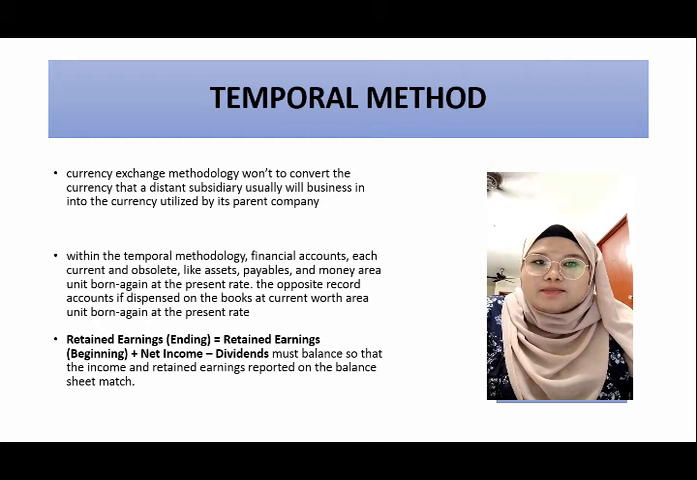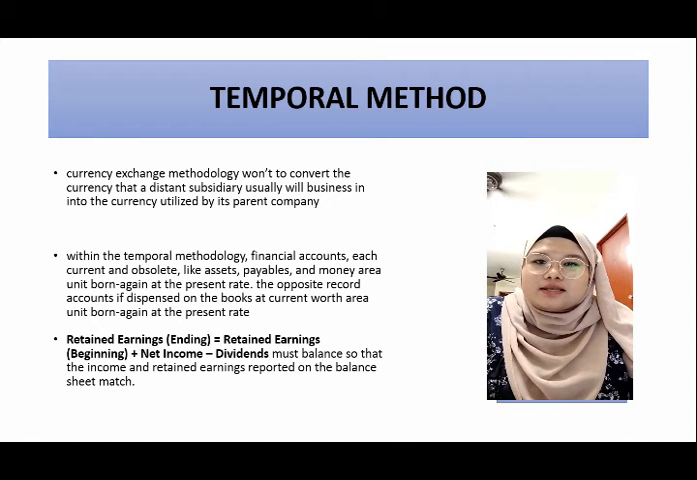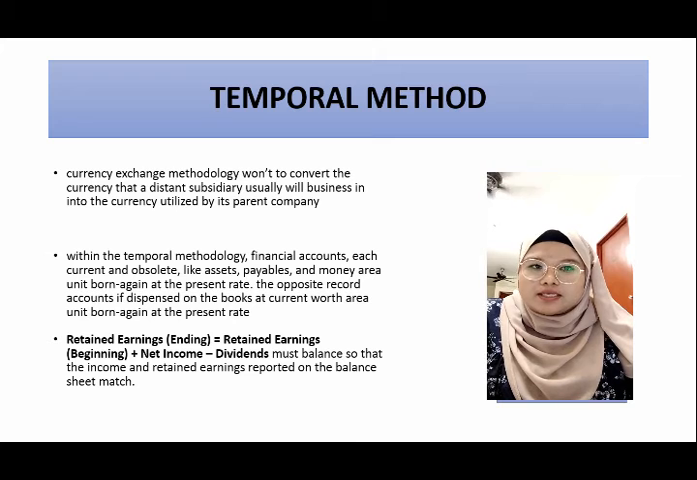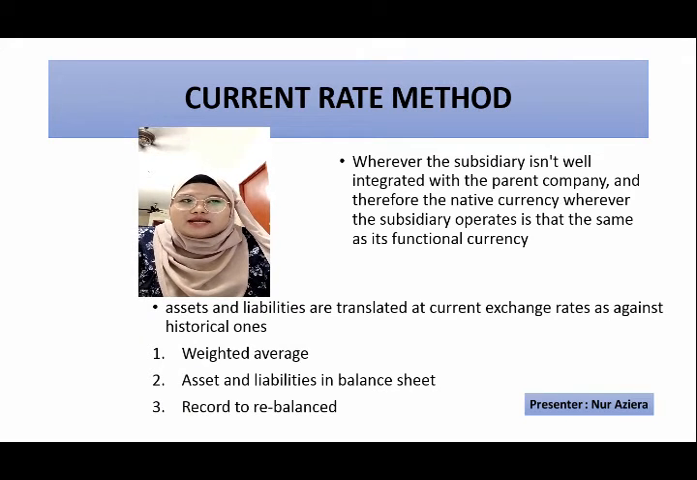So next is the temporal method. The temporal method is a currency exchange methodology for a distant subsidiary, which is usually a business operating in a currency other than the one utilized by the parent company. The most important equation for this method is retained earnings: ending retained earnings equals beginning retained earnings plus net income minus dividends. So the final method is the current rate method.